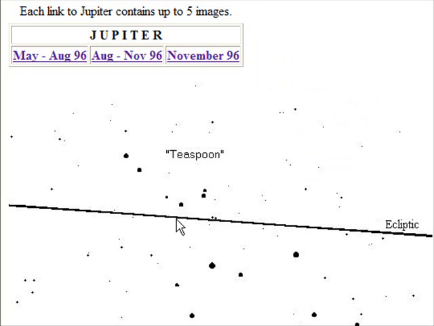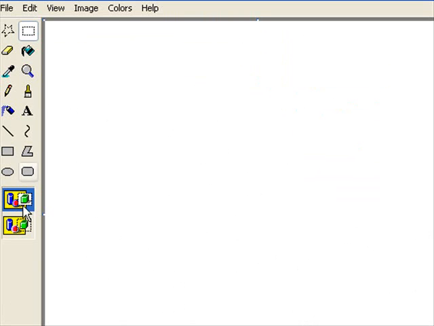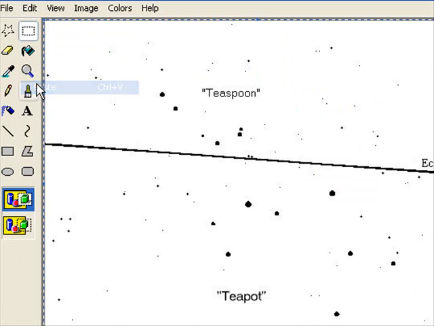And go over to a paint program. So here is where I'm going to paste this. There it is. Okay. Kind of remember where the teapot is and where the teaspoon is. I'm just going to give a couple of examples. So let's access the images on my website.